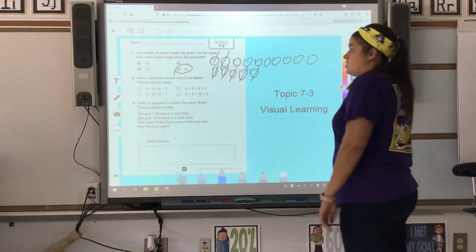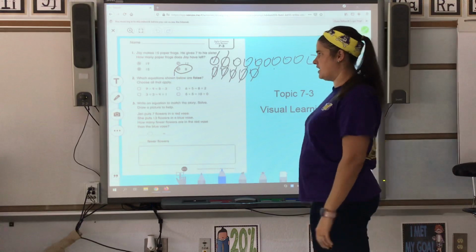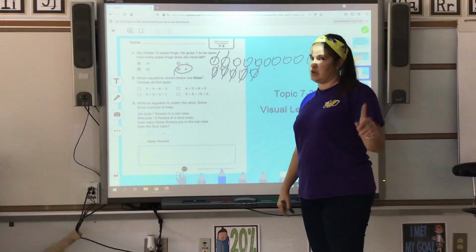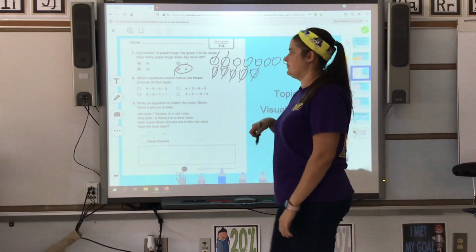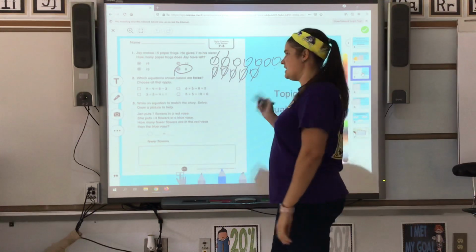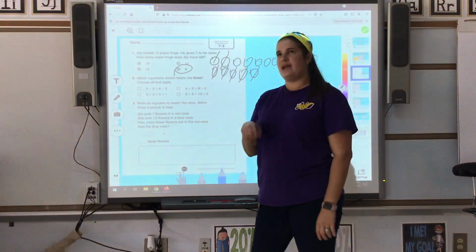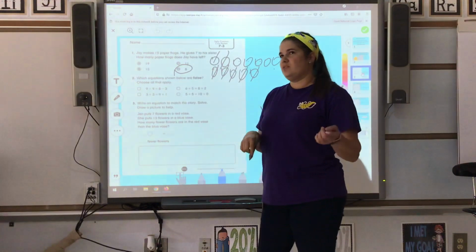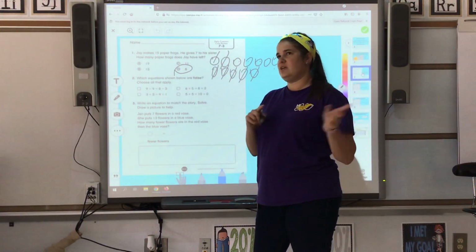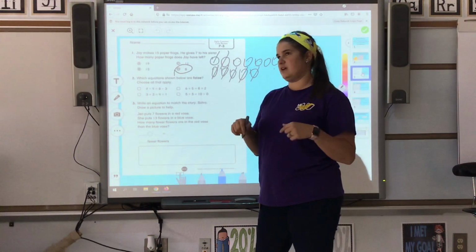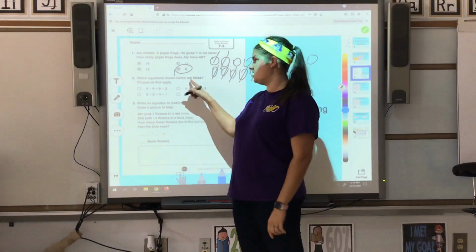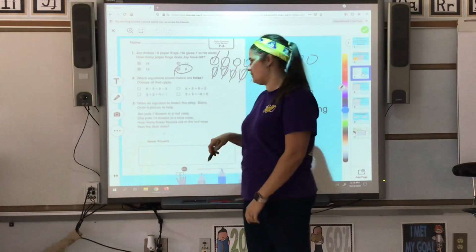Number 2, which equations shown below are false? False. That means they're not correct. Choose all that apply. So 9 minus 4 equals 8 minus 3. So 9 minus 4 equals 5. 8 minus 3 equals 5. So 5 equals 5. So that one is true. So we don't put anything on that box.